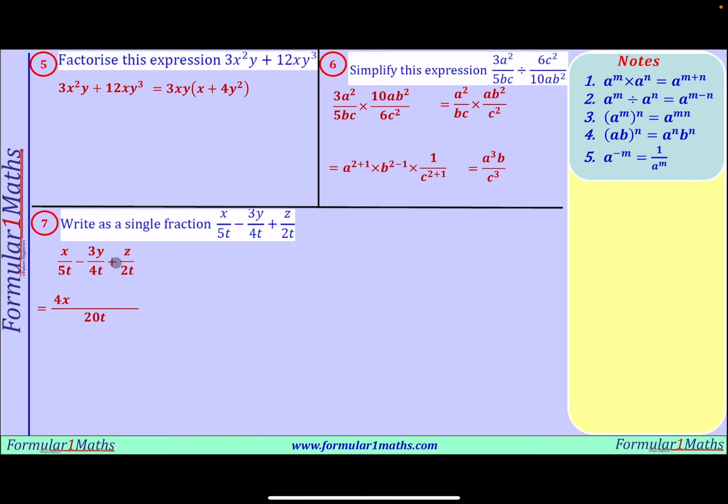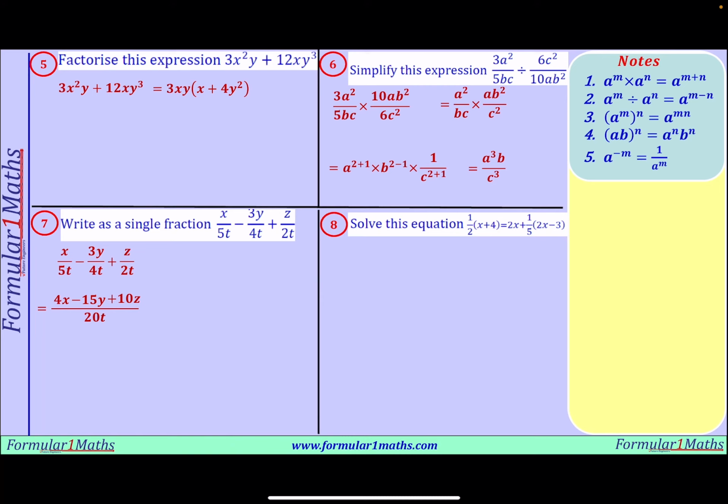Then how many times will 4t go into 20t? That will be 5. Multiply the 5 by minus 3y, and you're going to get minus 15y. And then finally, how many times will 2t go into 20t? That will be 10. Then 10 times z, that will be 10z. And so this is the single fraction required.